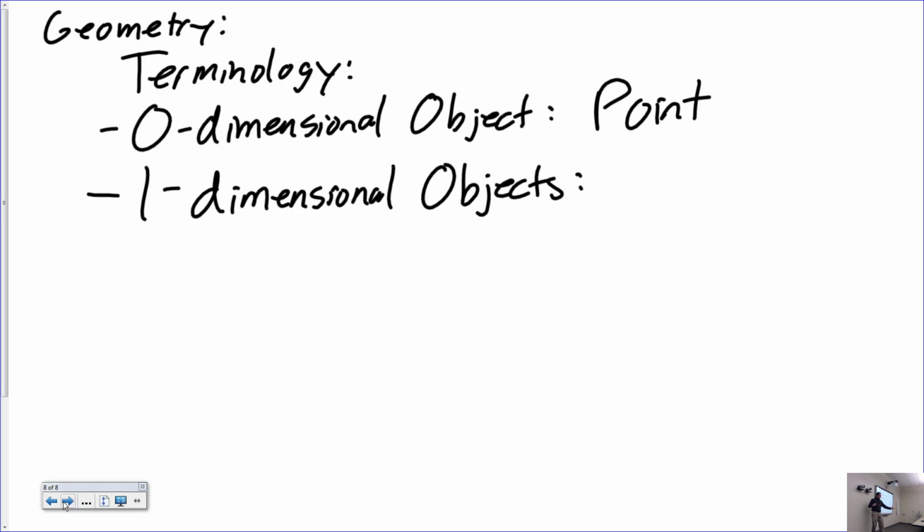So if a zero-dimensional object is a point, what is a one-dimensional object? What's your guess? A line. A line, yes, exactly. All right, so lines. Think the number line, folks, right? When we graph things on the number line, we're graphing things in one dimension or one variable, hence a line.